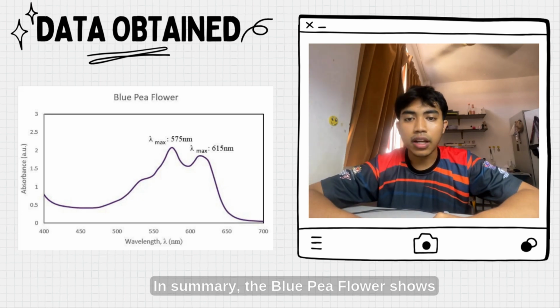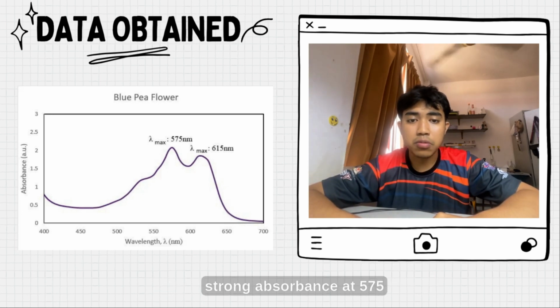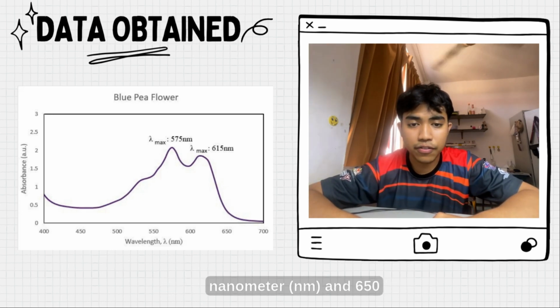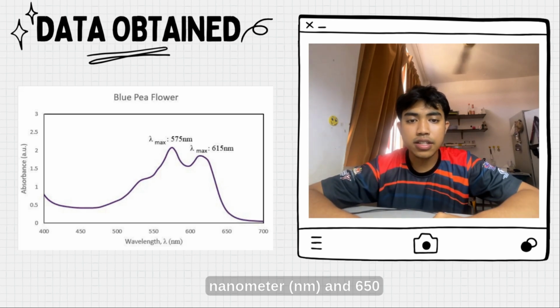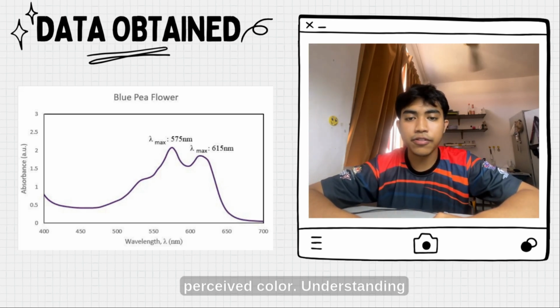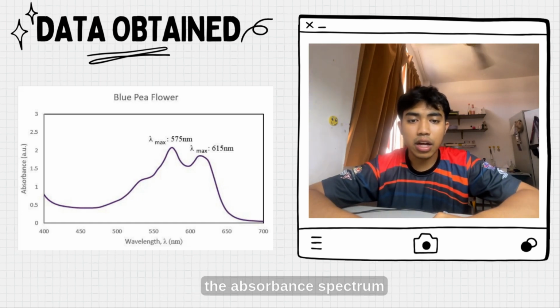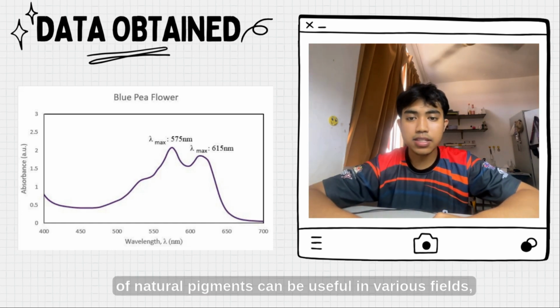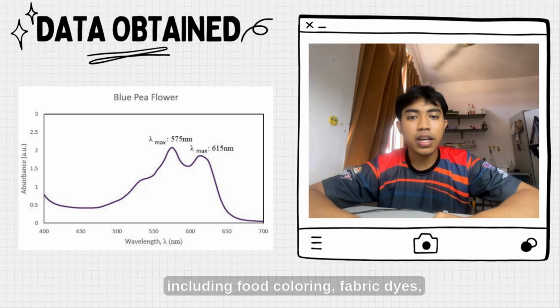In summary, the blue pea flower shows strong absorbance at 575 nanometers and 615 nanometers, which influences its precise color. Understanding the absorbance spectrum of natural pigments can be useful in various fields, including food coloring, fabric dyes, and even medical research.